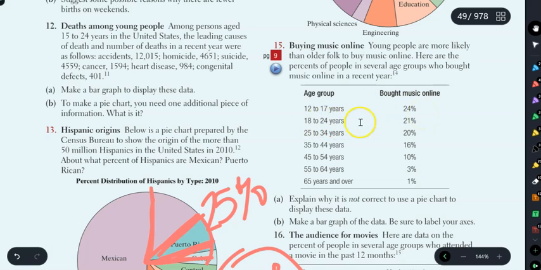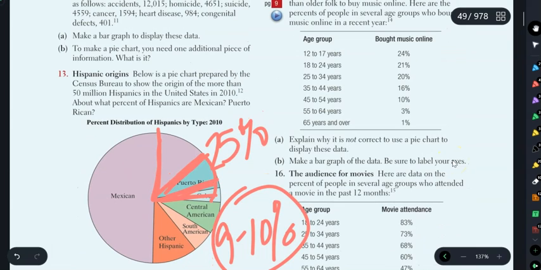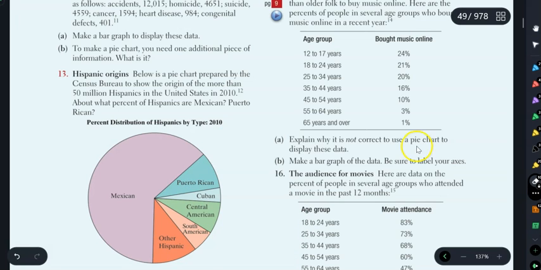21% of people aged 18 to 24 bought their music online. 25 to 34 years old, 20% bought music online. 35 to 44, only 16%. And you can see as it gets older, it tapers off. So the next question is, explain why it is not correct to use a pie chart. Now let me erase these over here so you can see this a little bit better.